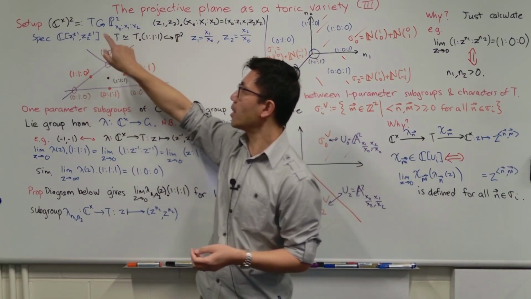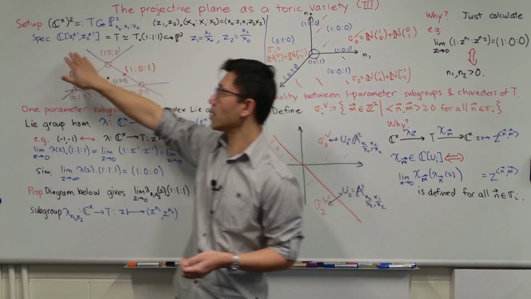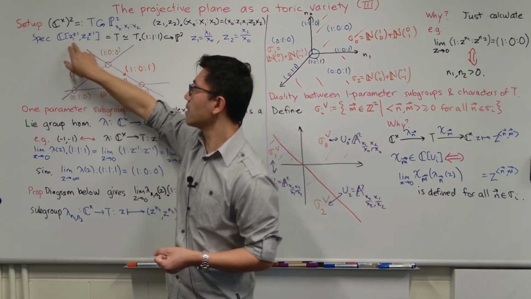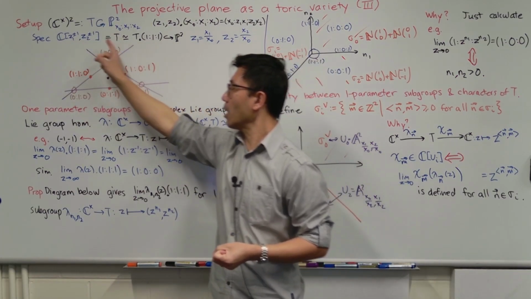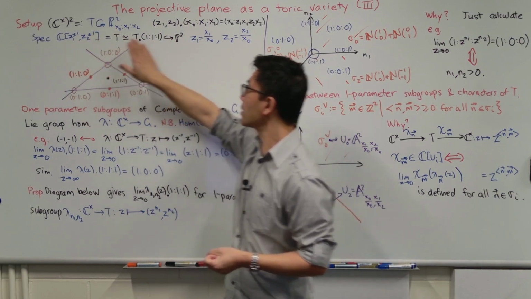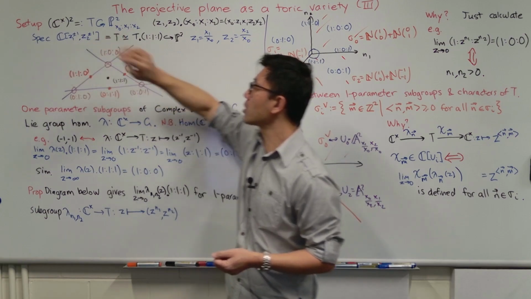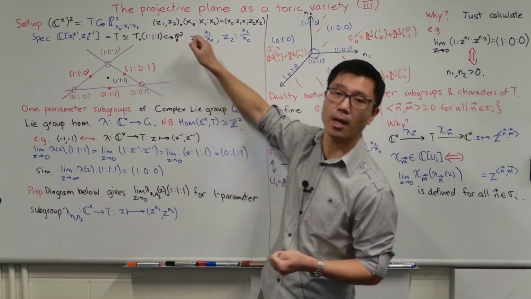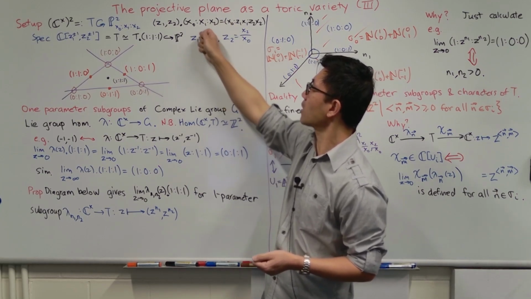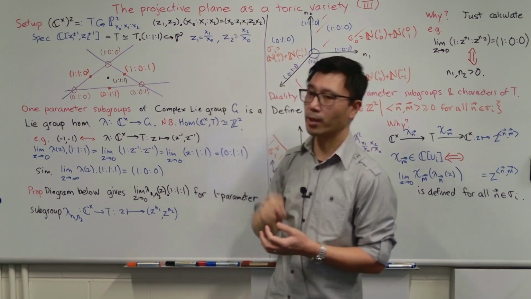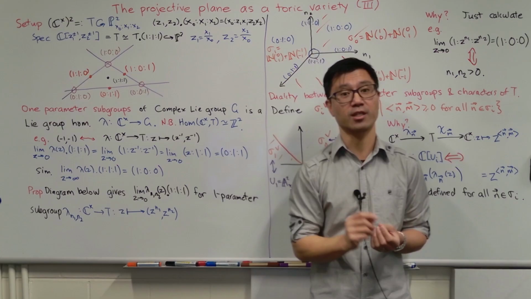So the torus here, remember we're using z1, z2 as the coordinates, so it has coordinate ring C[z1^±1, z2^±1]. And if you look at the embedding of this torus into here, that's going to relate the coordinates z1, z2 on the torus with the homogeneous coordinates on P2. And the relationship is, you can kind of just see it from here. z1 is going to be x1 on x0, z2 is going to be x2 on x0. So that's the setup that we have where the torus acts on the projective plane.